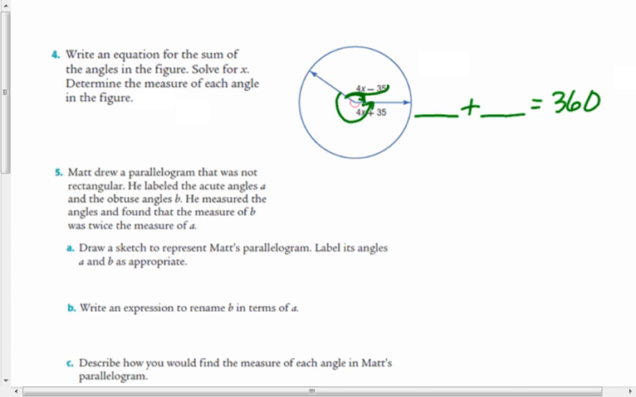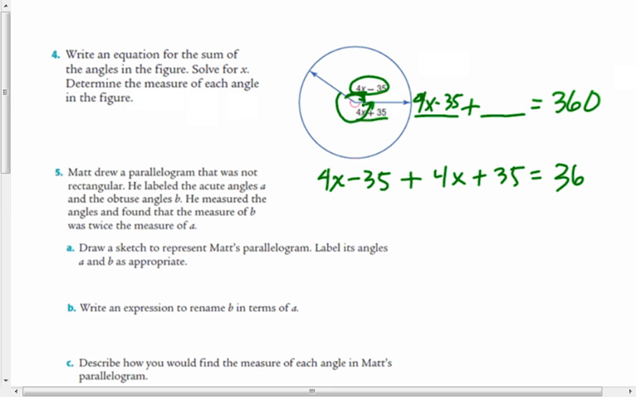And we can just substitute the expressions we get for the smaller one, 4x minus 35. Let's write that down here so we have a little more room. 4x minus 35 plus this angle, 4x plus 35 equals 360. And now we have an expression. We can simplify that, combining like terms. We get 8x, minus 35 plus 35 is 0. So we just get 8x equals 360. And to solve that, we just have to take 360 divided by 8. That equals 45. So x is 45.